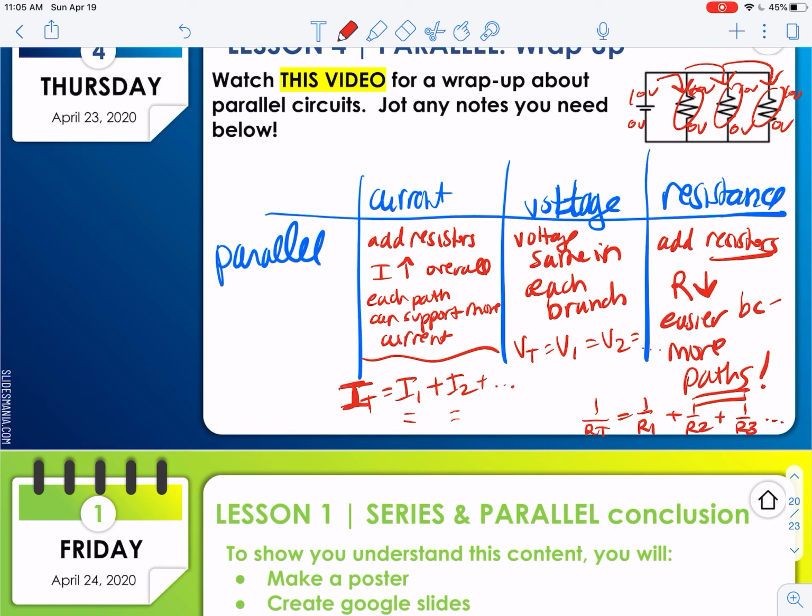If you're like, what is this? Don't even worry about it. But later, some of you might want to do a little bit of challenge work. You're going to need that equation. But I will never really ask you that. You don't need to know that. But you do just need to know that when I add more resistors in parallel, the resistance goes down because it's now easier because there are more paths.